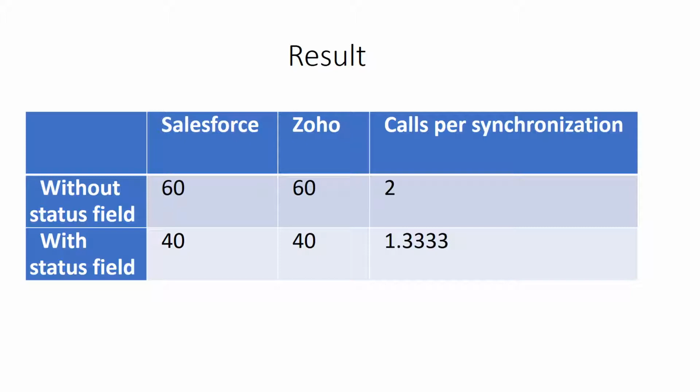For both Salesforce and Zoho, each of them takes 60 web service calls, which means the average web service call for the 60 write operations is 2. Then we try the same operations on the experiment with the status field. For Salesforce and Zoho, each of them takes 40 web service calls, which means the average web service call for the 60 write operations is 1 and 1/3. With the status field, it decreases the total web service cost by 1/3.